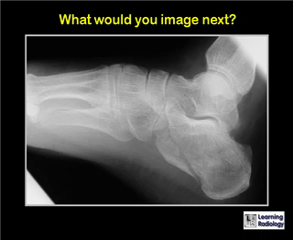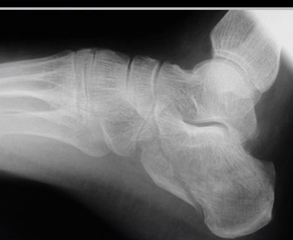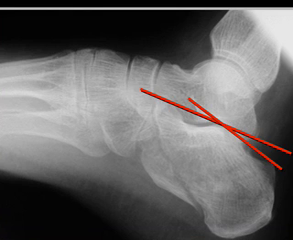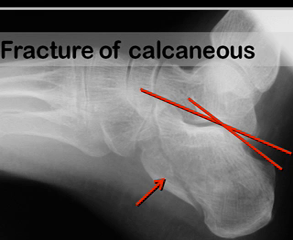Here's your next case. What would you image next? Pause your computer or MP3 player. You can see that there is a fracture in the calcaneus, as indicated by the red arrow, with flattening of Bowler's angle, which we talked about in the podcast before this.